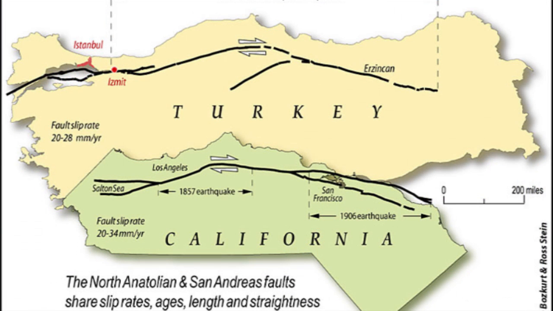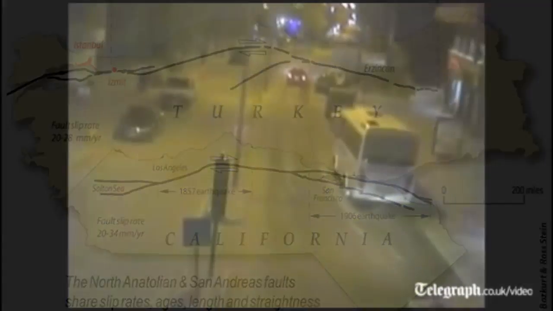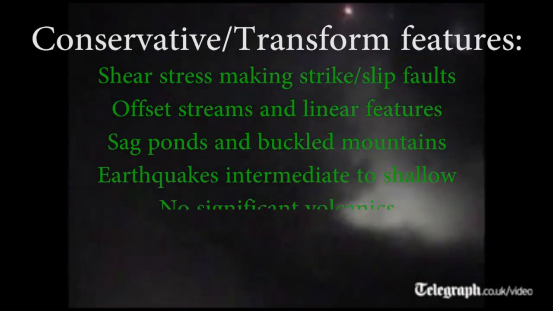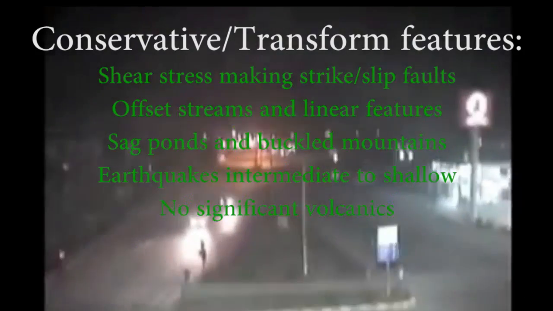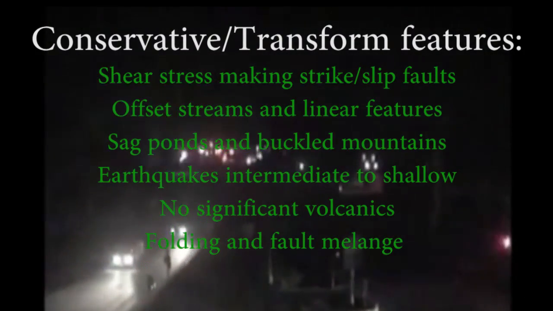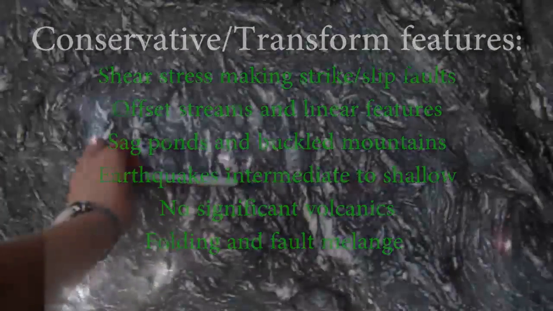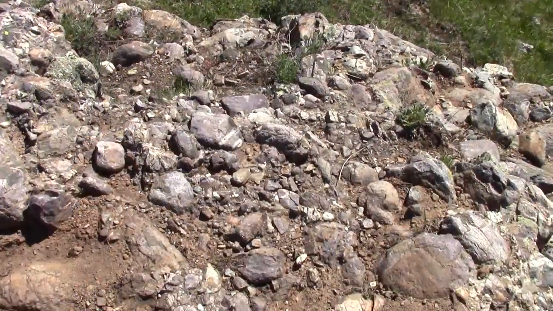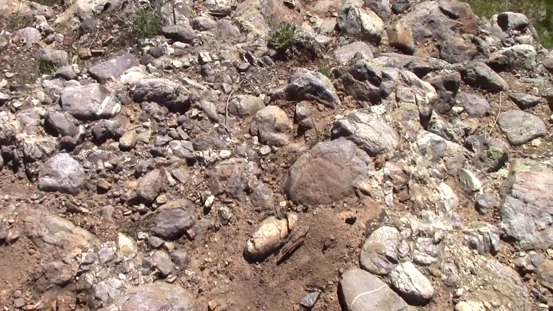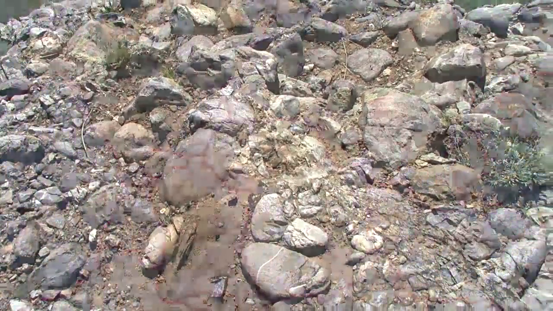Earthquakes on these conservative boundaries are more common than other places, but can be shallow to intermediate in depth, and in some cases build up enough energy to do significant damage. Volcanoes are not really that common, though. What is common along these conservative boundaries is fault melange, a really messed up rock that has been slowly ground between two lithospheric plates.